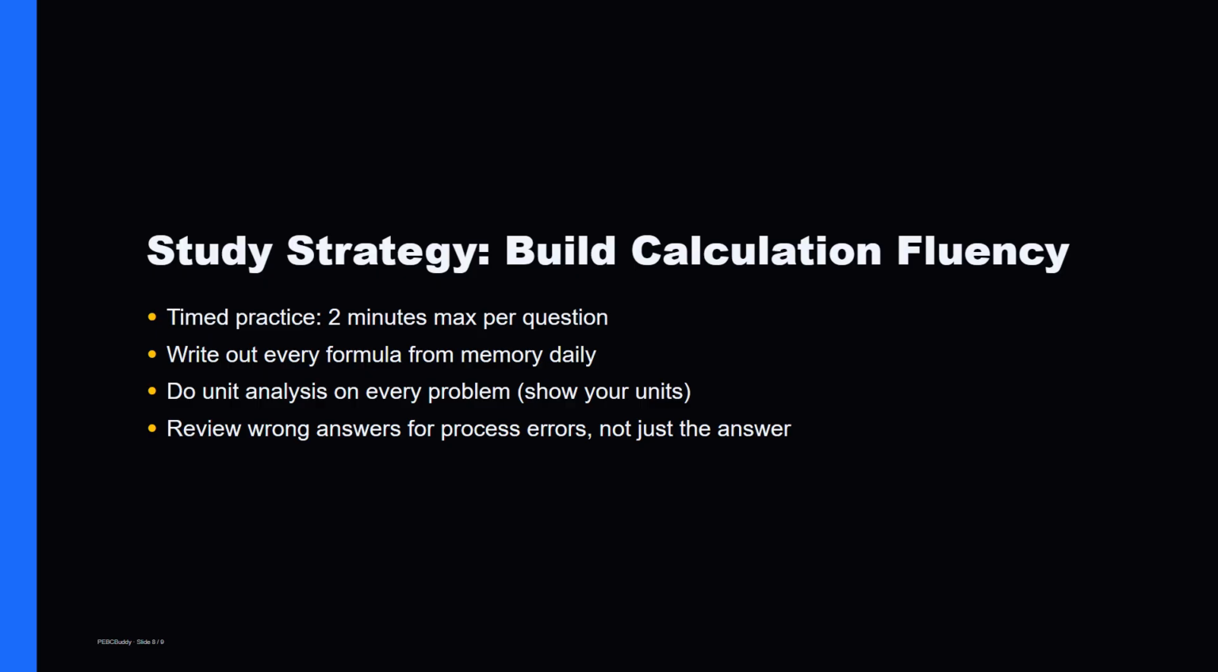Third, make unit analysis non-negotiable. Write the units in every step of every problem. And fourth, when you get a question wrong, don't just check the correct answer. Trace back through your process to find where the logic broke down. That's the rep that actually improves your score next time.